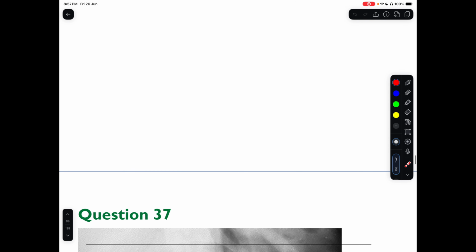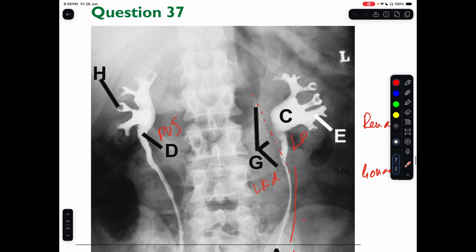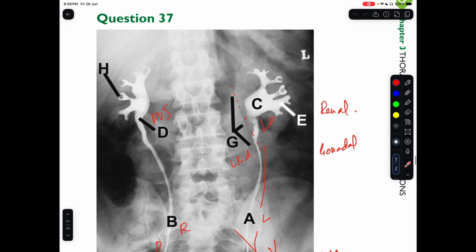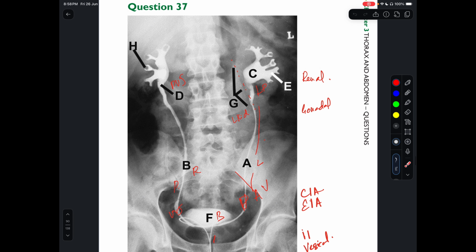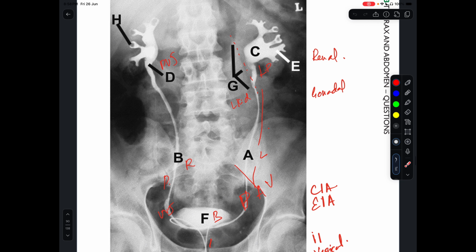Now we are starting, this is the abdomen IVU. You can see what you see. This is a pyelography, but it has a catheter inside. So this is a retrograde pyelogram. This is the left side, this one is the right side. You see on the left side, A and B are the ureters, left ureter and right ureter.